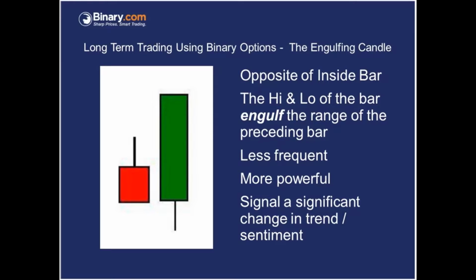For those of you who've never heard of an engulfing candle, it's pretty much the opposite of an inside bar. As the name implies, the high and the low of the bar engulf the range of the preceding bar. They're less frequent than things like inside bars and pin bars, but they're very, very powerful, especially when they happen at the end of a trend. They can help signal a significant change in trend or sentiment, and that starts to give us an idea about a possible trade for ourselves.